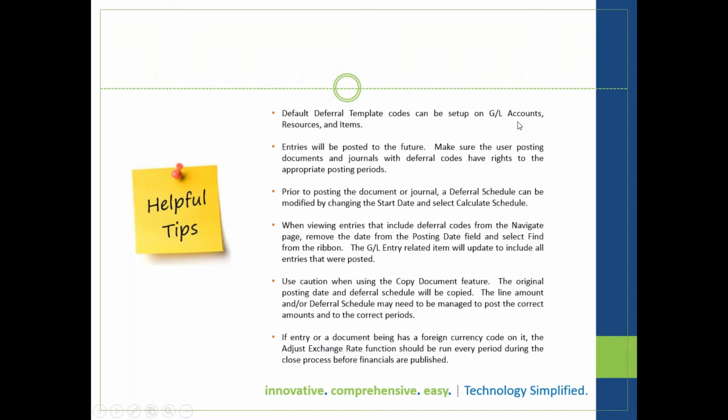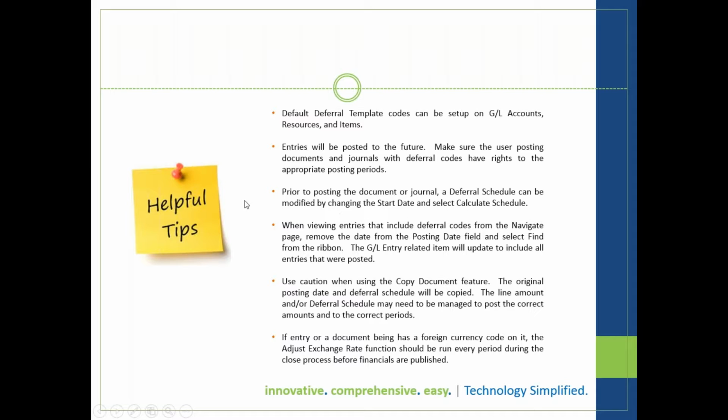Also, prior to posting the document, when I went into that deferral schedule screen, if you want to manage that or change the amounts and distribute them differently or put them to different periods, you can do that right in that deferral schedule, and then there was a little icon there that said to calculate if you wanted to change it for different periods. This is what I just showed you when viewing your deferral code, viewing Navigate on any document that had a deferral code included. You can remove your posting date field and select your Find icon, and then you can see all the posted GL entries that were posted with that particular document.